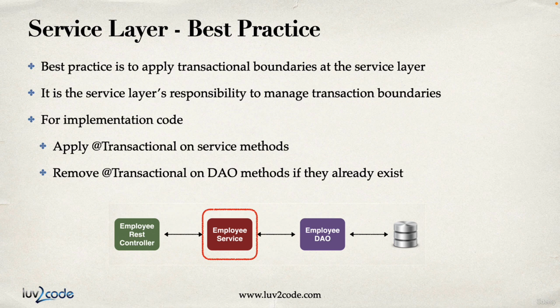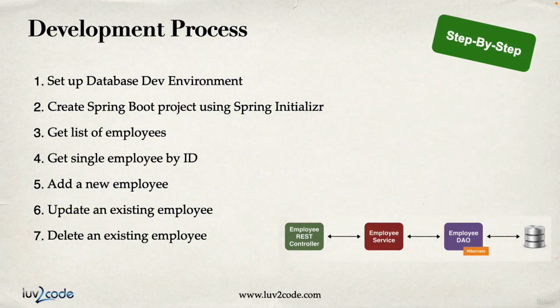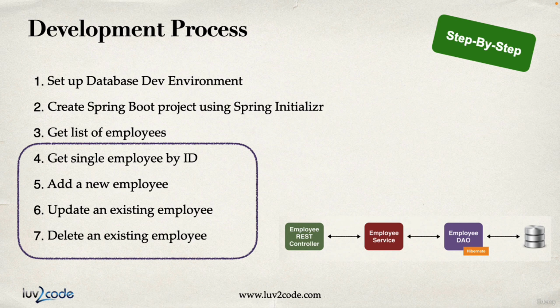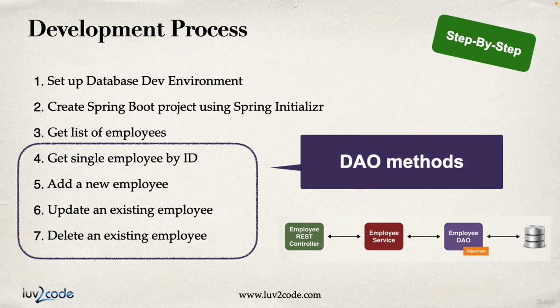And that's the best practice for managing transactions whenever you're making use of service layers and DAOs at the same time in the same architecture. Now, just picking back up on our development process, we're going to focus on the last couple of steps here of adding our DAO methods for getting a single employee, adding a new employee, updating, and also deleting an existing employee. And so we'll focus on the DAO aspect of it here.